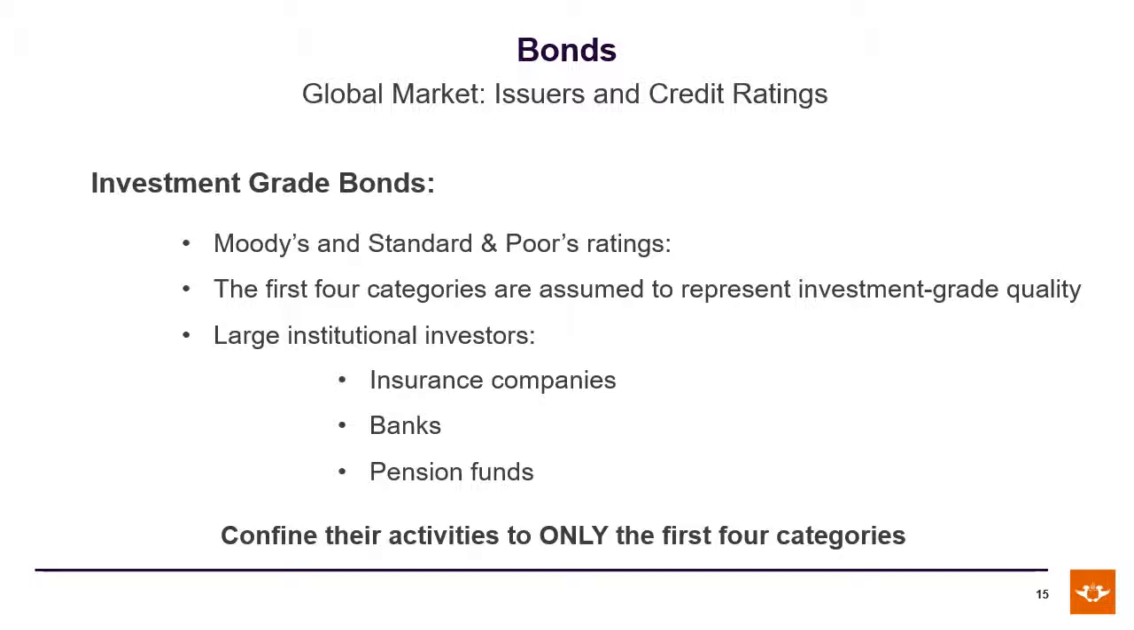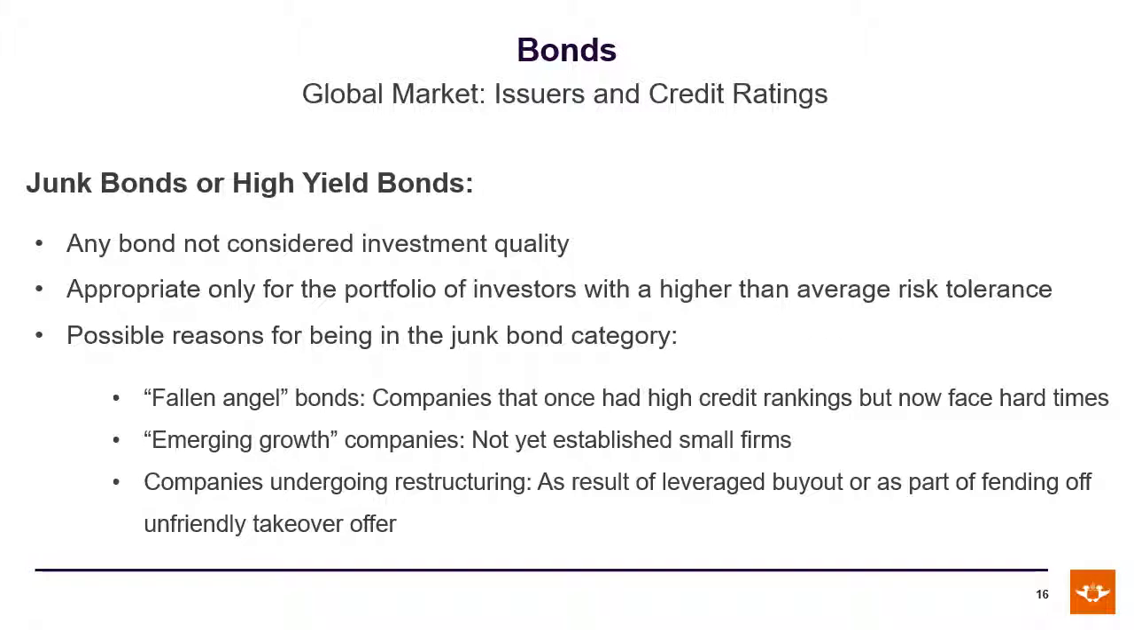So a junk bond or a high yield bond is a bond that is not considered investment quality. The kind of investors who invest in these bonds have a higher than average risk tolerance. Reasons for being in the junk bond category: you have fallen angel bonds, companies that once had high credit rankings but now face hard times; emerging growth companies, which are not yet established small firms; or companies undergoing restructuring. This could be as a result of a leveraged buyout or fending off unfriendly takeover offers. For countries, political instability, poor economic outlook, and future uncertainty all could lead to a sovereign bond being rated as junk. And that unfortunately is what happened to us with Moody's last year here in South Africa.